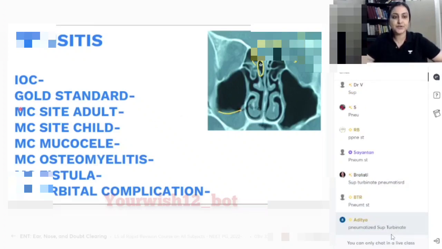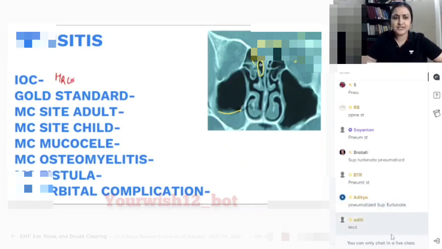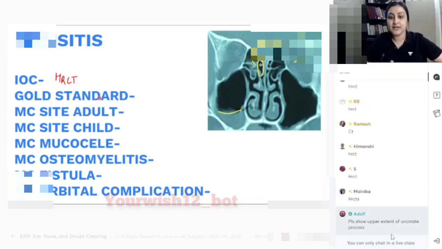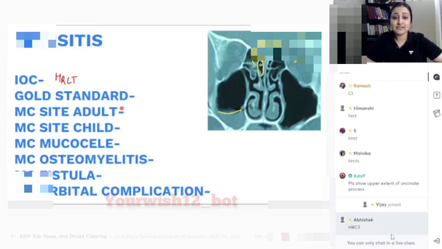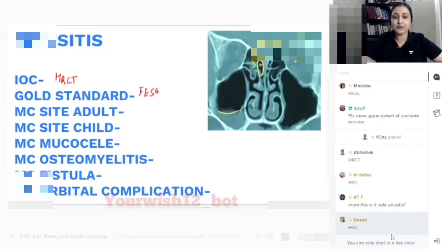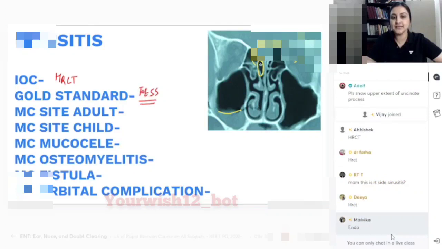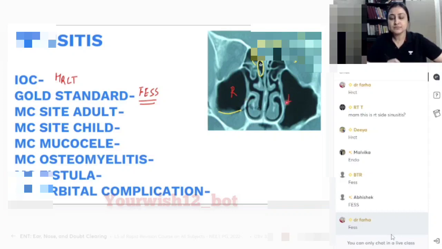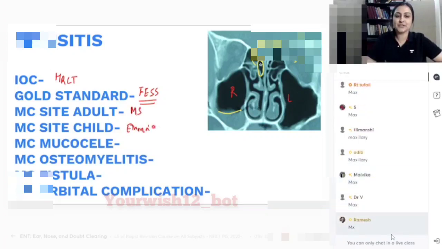So a few one-liners of sinusitis. Investigation of choice: same, HRCT. What is the gold standard if I ask you? Something that can treat also, like we are seeing FES, right? So endoscopy or FES, functional endoscopic sinus surgery, or just endoscopy basically is your gold standard. Yeah, this is right, this is left, okay? What is the most common sinusitis in adults? Maxillary sinusitis. In children, ethmoid, right? So baby questions you all know.